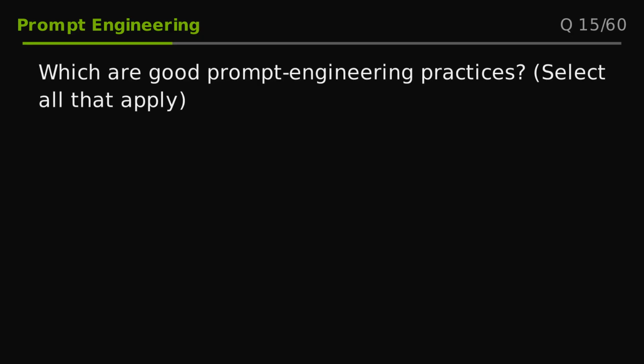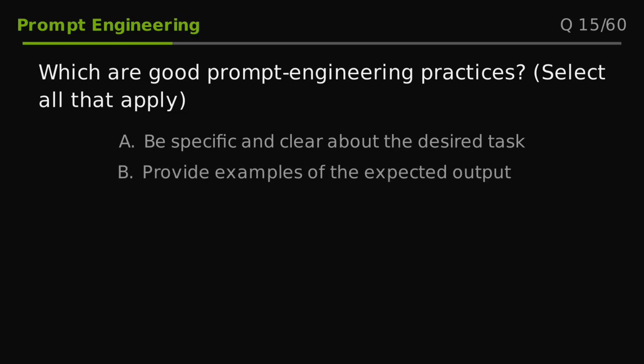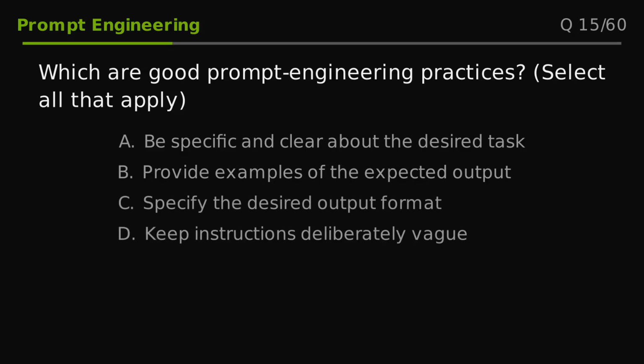Question 15. Which are good prompt engineering practices? Select all that apply. Option A. Be specific and clear about the desired task. Option B. Provide examples of the expected output. Option C. Specify the desired output format. Option D. Leave instructions deliberately vague.